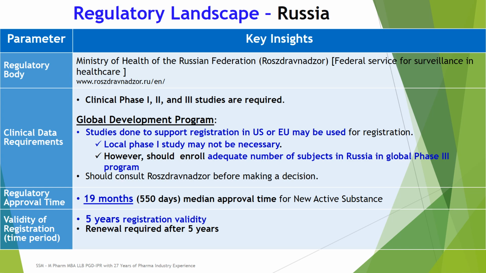Requirements in Russia. Ministry of Health of Russian Federation is the regulatory agency. Clinical phase 1, phase 2, and phase 3 studies are required. If there is a global development program, then studies done to support registration in US or Europe may be used for registration in Russia. Local phase 1 study may not be necessary. However, one should enroll adequate number of subjects in Russia in global phase 3 studies. 19 months is the median approval time for new active substance, and 5 years is the registration validity, after which renewal is required.